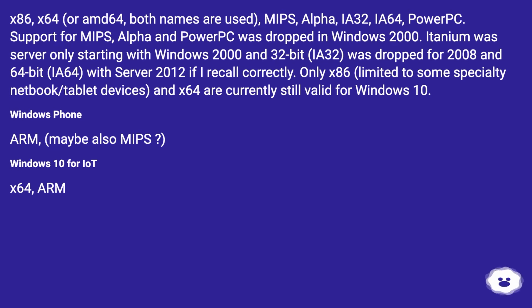Itanium was server-only starting with Windows 2000 and 32-bit, IA32, it was dropped for 2008 and 64-bit, IA64, with Server 2012 if I recall correctly. Only x86, limited to some specialty netbook tablet devices, and x64 are currently still valid for Windows 10. Windows Phone: ARM, maybe also MIPS? Windows 10 for IoT: x64, ARM.